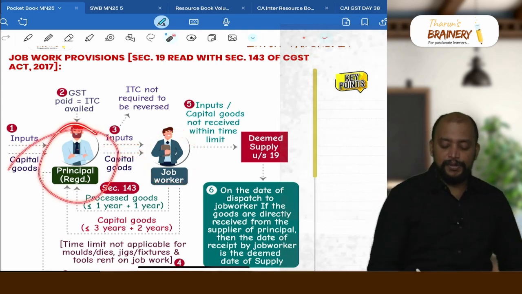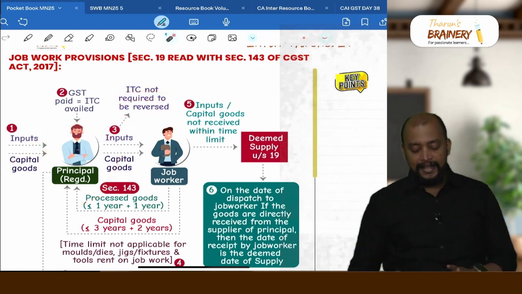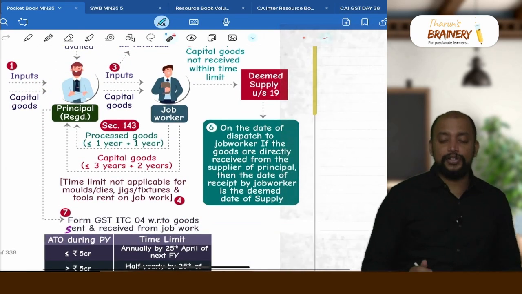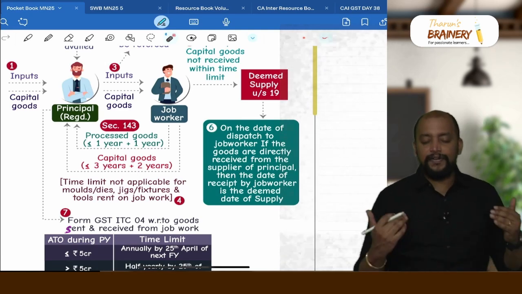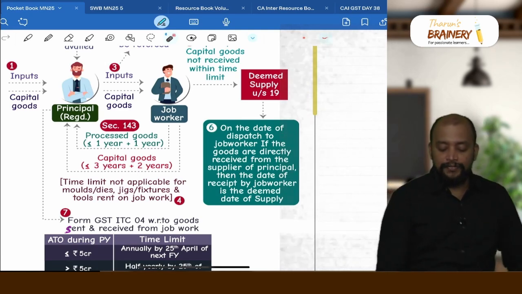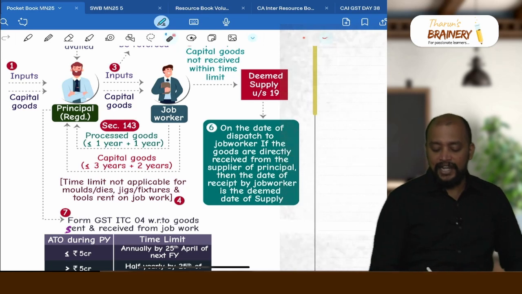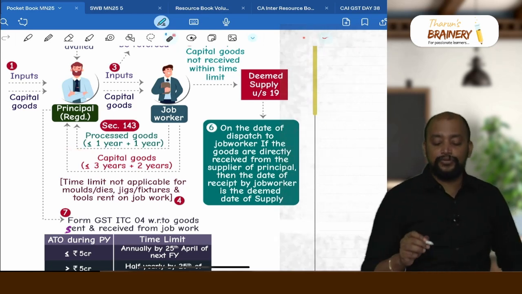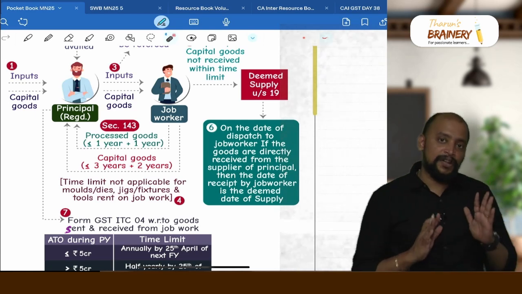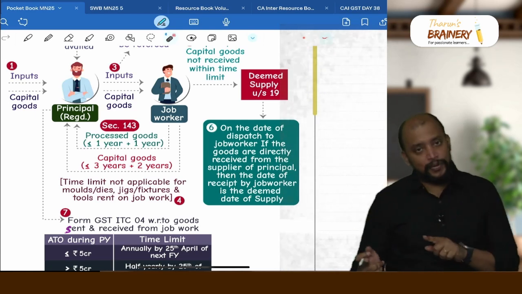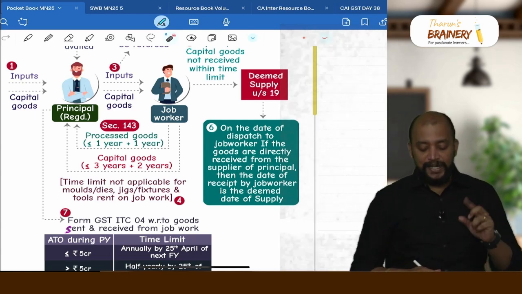So therefore the principal is not required to reverse any ITC, but there is a condition that the job worker should return the goods. This time limit is given in section 143. Section 143 gives the time limit that the job worker should return the processed goods to the principal within 1 year plus 1 year, and capital goods within 3 years plus 2 years.